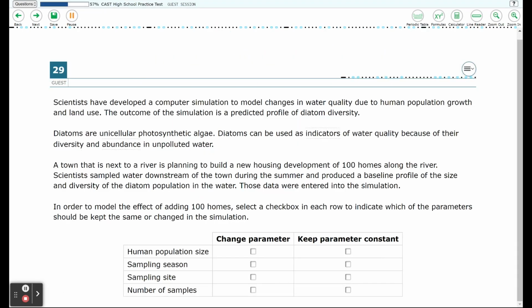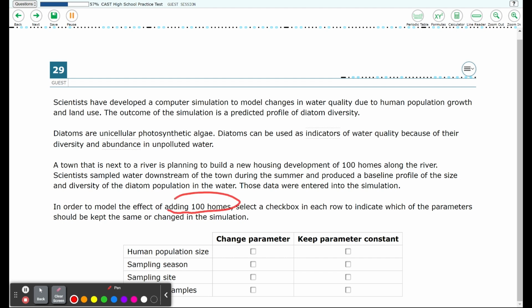Since we're looking at an experiment here, that means we're going to have two variables, the independent variable and the dependent variable. Our independent variable is the thing that we're changing. We're looking at adding 100 homes. And the dependent variable is the thing we're testing, which is the amount of diatoms, okay? So the amount of diatoms, the diversity and abundance in unpolluted water.